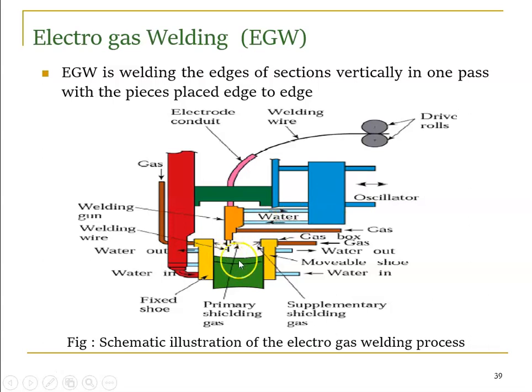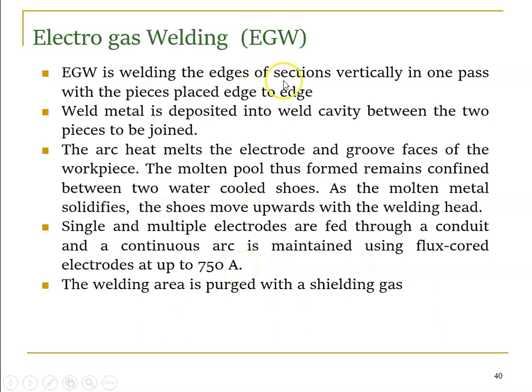So we place our workpiece. If you pass the electricity, the arc will be created, and we pass the gases, so it will create the arc and it will join the metal pieces. It is welded vertically in one pass with the pieces placed edge to edge. Weld metal is deposited into the weld cavity between the two pieces to be joined. The arc heat melts the electrode and the groove faces of the workpiece. The molten pool thus formed remains confined between two water-cooled shoes.